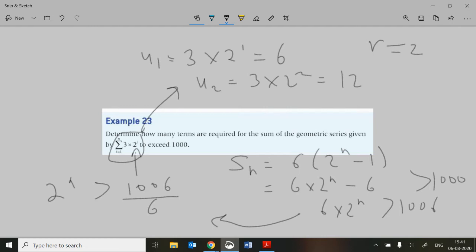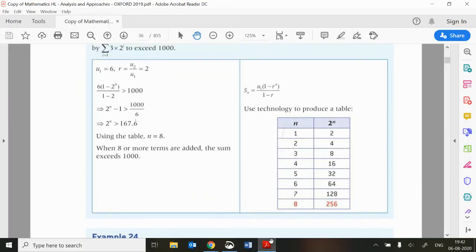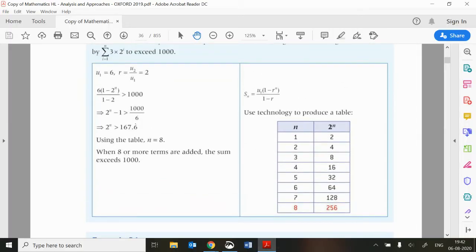Now, you can use trial and improvement to see when your power of 2 first becomes bigger than this number here. You can use some trial and error, or you can use the log method, which I mentioned earlier in this video. Phew. Okay, so that's example 23. We're getting there. We really are getting there. Okay, they've done it by using technology, by the way. Again, I've shown you a log method to do this as well.